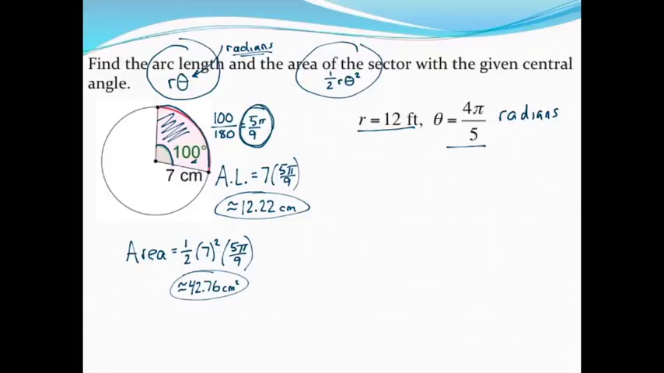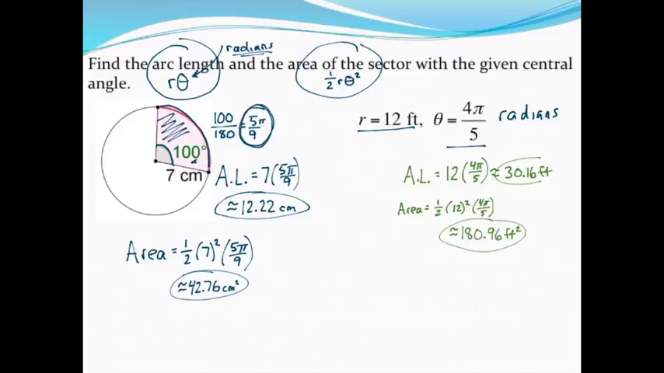I'd recommend you pause the video and try this real quick. Otherwise, if you let it play through, you can see my work and my answers pop up. So there's my work and my two answers. I got an arc length of approximately 30.16 feet and an area of that sector of approximately 180.96 feet squared. If you didn't get those, double check your work or ask me a question in class.